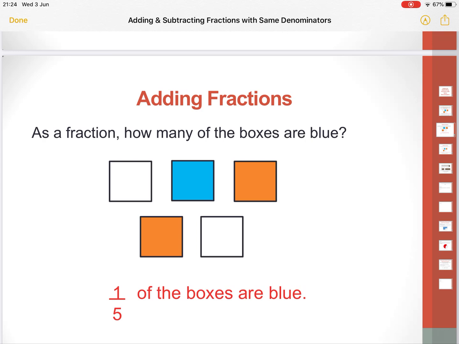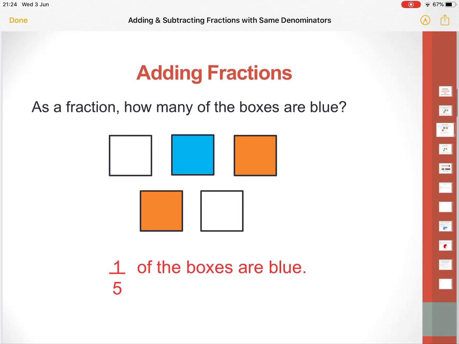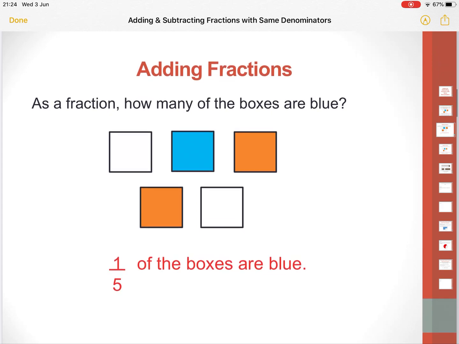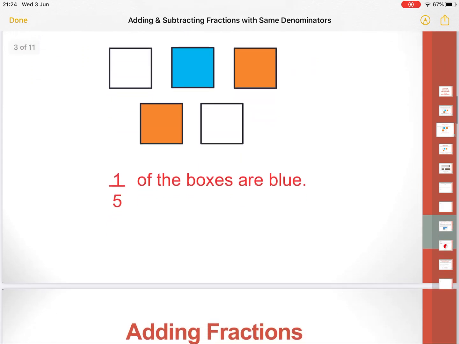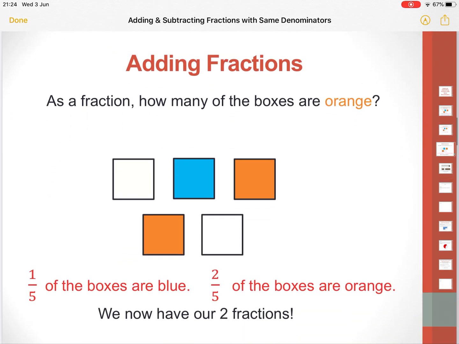In the above example, as a fraction, how many of the boxes are blue? And we have just 1 out of the 5 boxes, so the fraction of blue boxes is 1/5. 1/5 of the boxes are blue, okay? As a fraction, how many of the boxes are orange? I have 2 boxes which are orange out of a total of 5 boxes, alright? So 2/5 of the boxes are orange, 1/5 of the boxes are blue. So now, boys, we have our 2 fractions, alright?